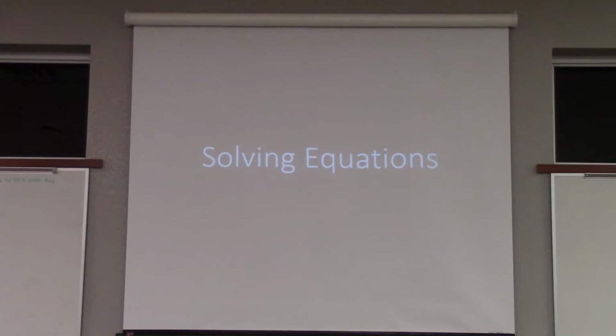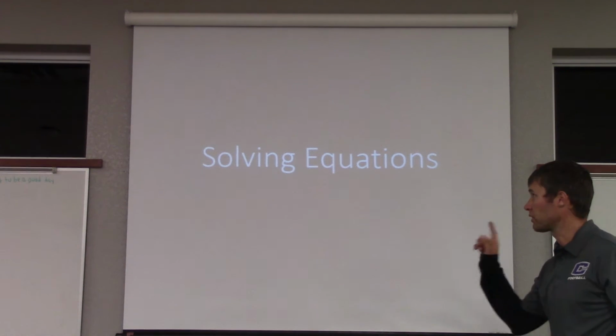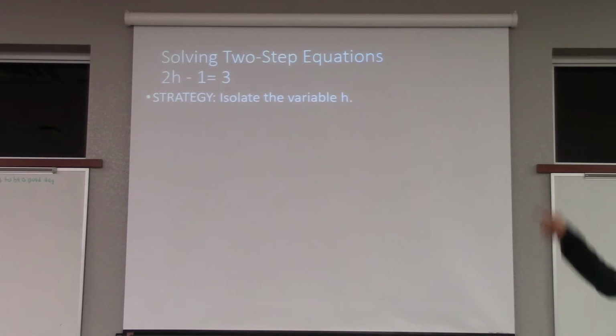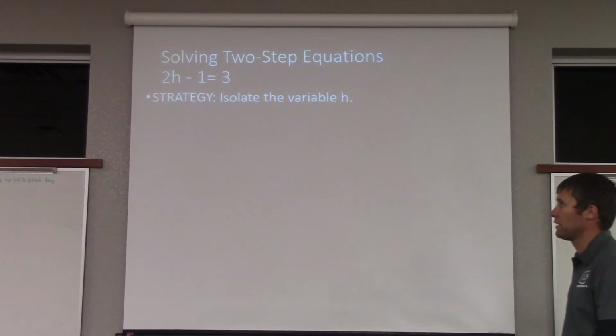Morning class, we're going to go over 2.2 now, solving equations. Yesterday we said solve the equations with one step. Now we're going to go ahead and solve two steps. So our strategy is we're going to isolate our variable. We're going to get h, in this case, by itself. We're going to move whatever's on that side of the equation away so it's left by itself.